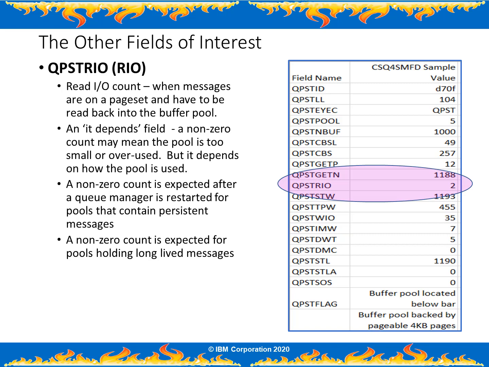QPST-RIO is the read IO count. The queues and their workload type that are held within this buffer pool, whether it's batch or real-time, drives whether or not a non-zero count is acceptable. Another important note, there will be non-zero read counts for many buffer pools following a queue manager restart if there were unprocessed messages on the page set during the shutdown process that preceded this restart.